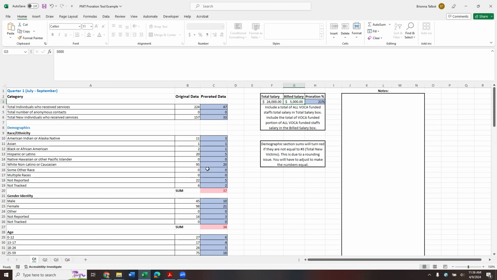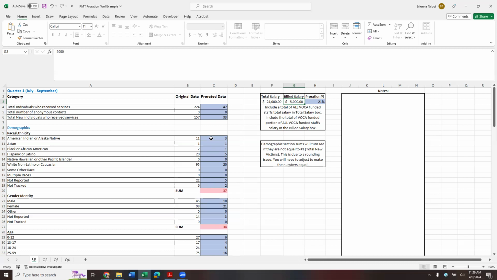It's not going to let you submit it because it's saying you have more people in this category than you had new victims, and we're only reporting on new victims in our demographic sections, except for at the beginning of the year. So the reason for this is because there are rounding issues. We can't report half of a person. We only report full people. So because of that, we have some rounding issues.